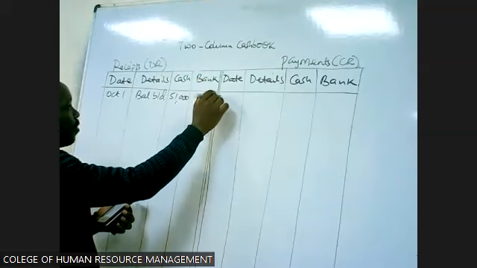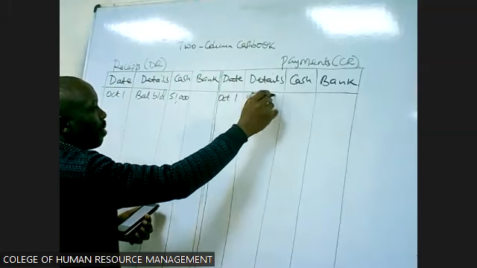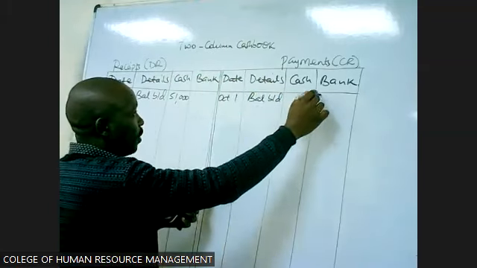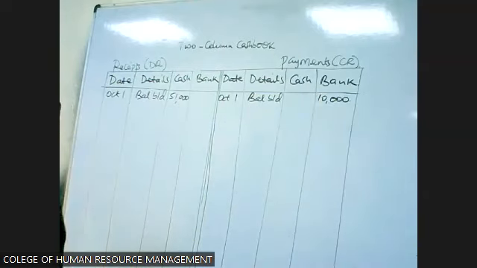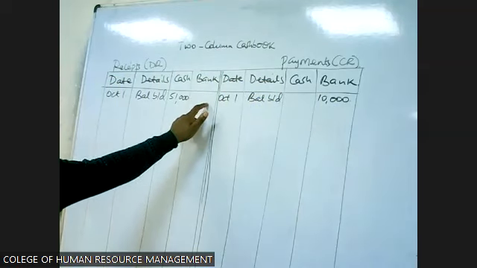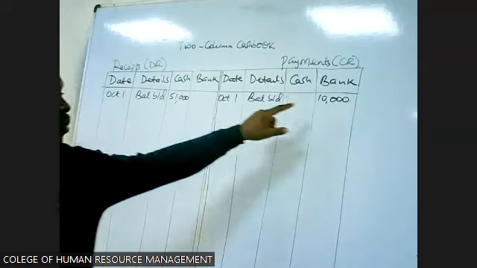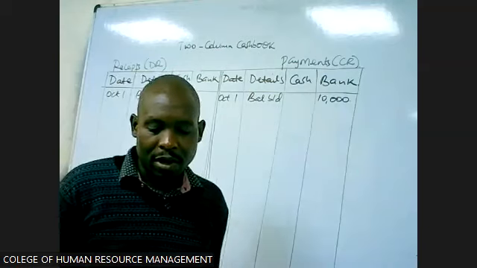For the bank, you write the same on the other side, October 1, balance brought down of 10,000. It is an overdraft, so it will appear there. But if it was not an overdraft, if it was a positive bank balance, it would have appeared here. But the moment you are told it's an overdraft or a credit balance, it will appear on that side.